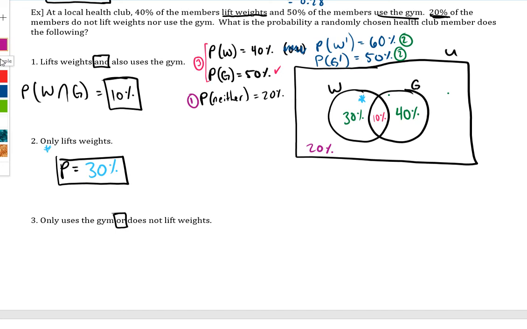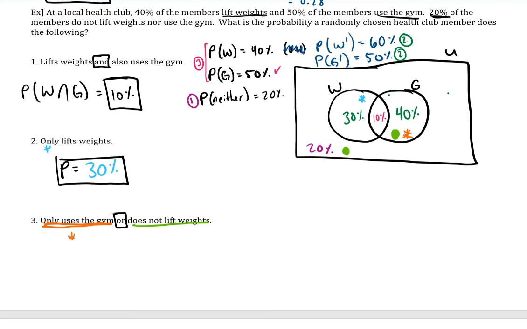Let's go ahead. I think we can do this to where it's not too messy, and I'm just going to do the same diagram instead of redrawing it out. So only uses the gym. Only uses the gym would be the crescent shape right here. Okay, and I'm marking it with the star and the orange. And then does not lift weights. Okay, so let's do one other color. Let's do that one in this lime green. Does not lift weights. Okay, so this is the weightlifting circle. Not lifting weights would be, let's go ahead and do a big old dot. That would be that part and that part.